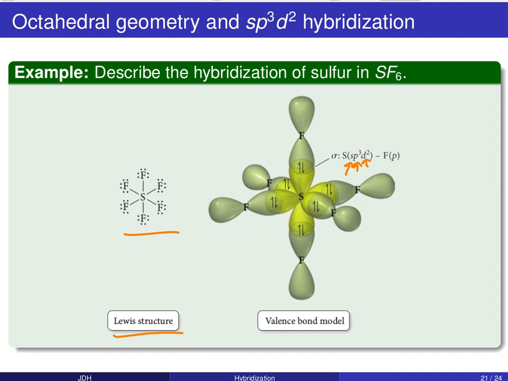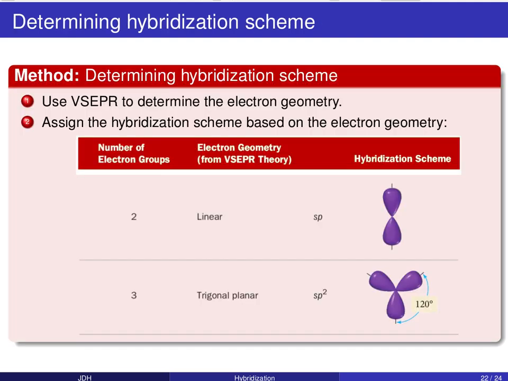So you now have everything you need to determine hybridization, and it really is a very simple, two-step process. You're going to use VSEPR and everything you did before, make that Lewis dot structure, and identify the optimal geometry, the electron geometry. We care about electron geometry because remember, we need to look at lone pairs and bonding electrons. They all need orbital homes. Once you find out how many electron groups there are, what that electron geometry is, you simply assign the hybridization scheme based on that geometry.